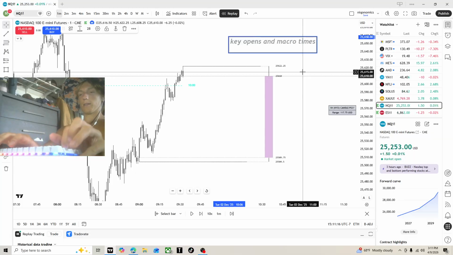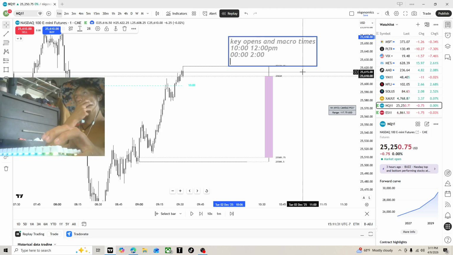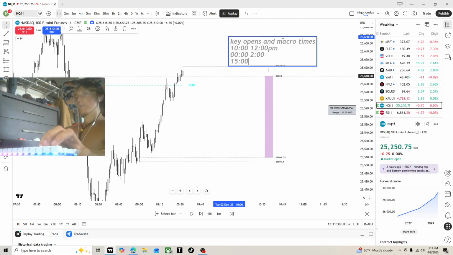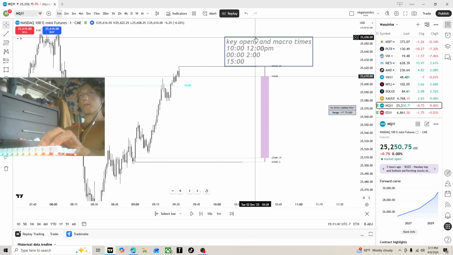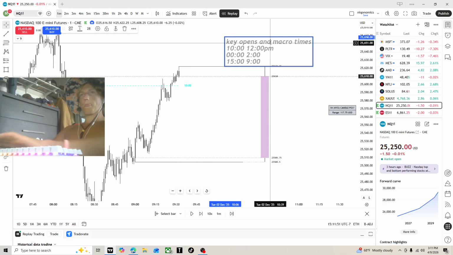So that's going to be like the 10 a.m., 12 p.m., midnight, 2, and you can use the 15 as well. Those are the key times that I use. You can also use one more. There's one more. The 9. Alright, let's just get straight into this.